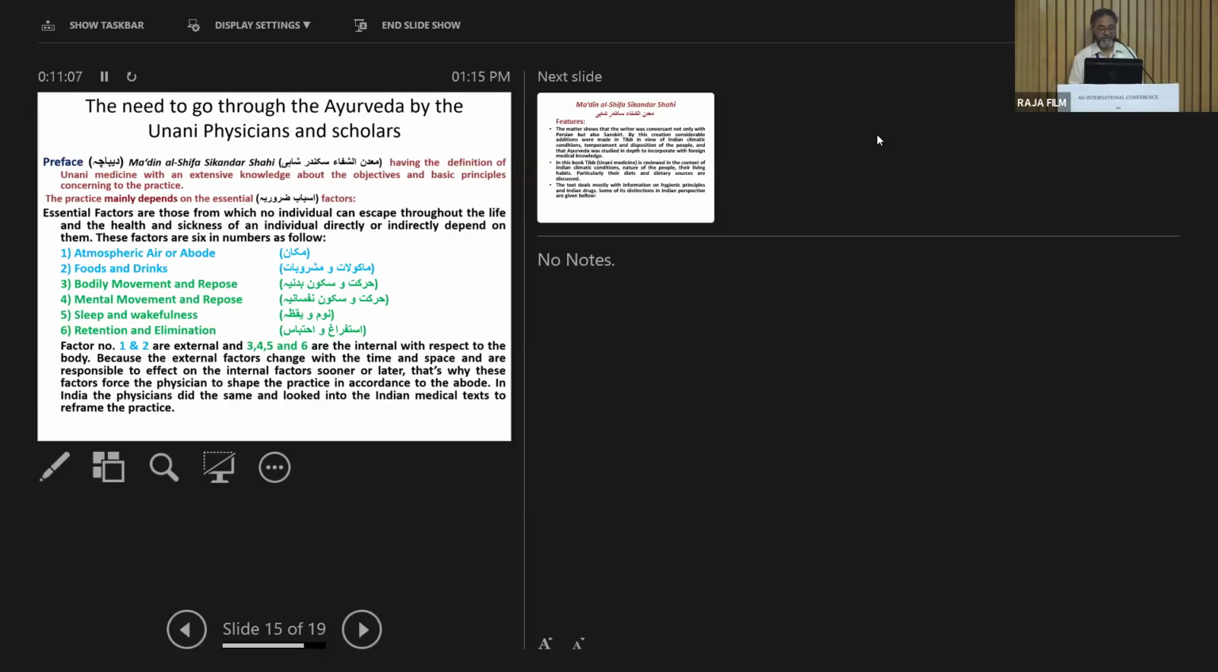So why is it said that factors number 1 and 2 are external, and 3, 4, and 6 are internal with respect to the body? Because the external factors change with time and space and are responsible to affect the internal factor sooner or later. That's why these factors force the physician to shape the practice in accordance with the above. In India, the physician did the same and looked into the Indian medical text to reframe the practice.